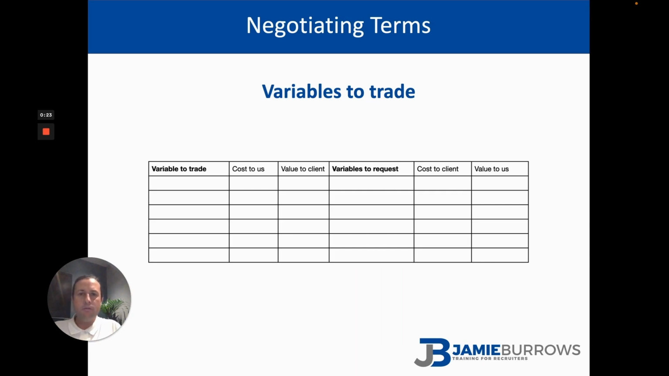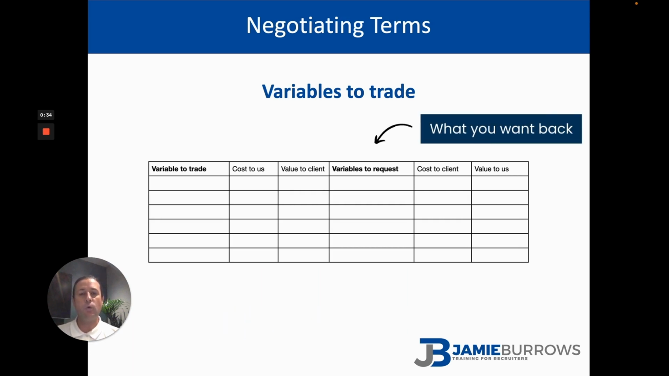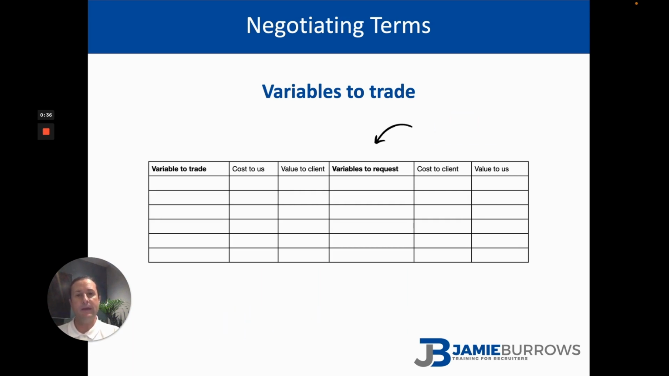Now, the variables to trade are essentially the things that you can give or provide or relinquish for your client. The variables to request are the things that you want back from them. So the number one thing that you're going to request is probably your full terms of business, be that 25, 27, 30%, whatever it might be. But there's lots of other things that we can look at as well.